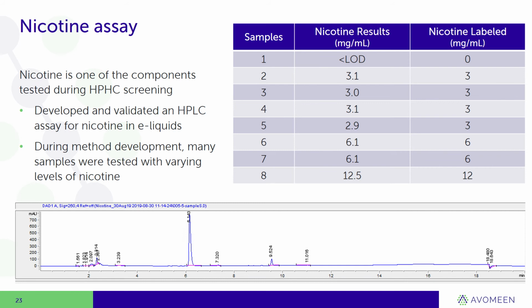In all, Avomeen tested 8 samples, and we found that our method was very accurate for the listed nicotine levels on these products. On the bottom here, we see what's called a chromatogram, and we see the main peak at approximately 5 minutes. That is the nicotine peak.